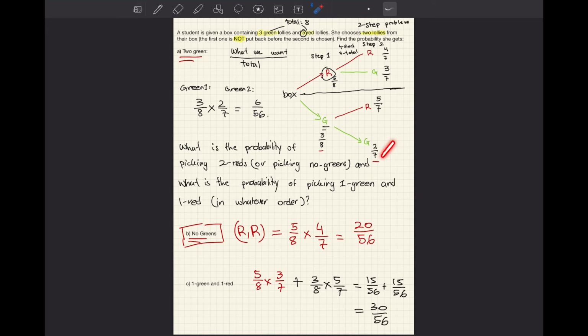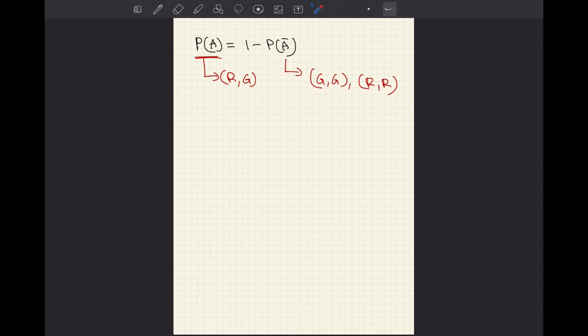But if you haven't drawn a tree diagram, or you want to do this in another way, there is a formula you can use. The formula is probability of A is equal to 1 minus the probability of not A, or the complement of A. Now, what does this mean? If the probability of A is one red and one green, then the probability of not A is going to be everything apart from one red and one green. So that's going to be green, green, or red, red.